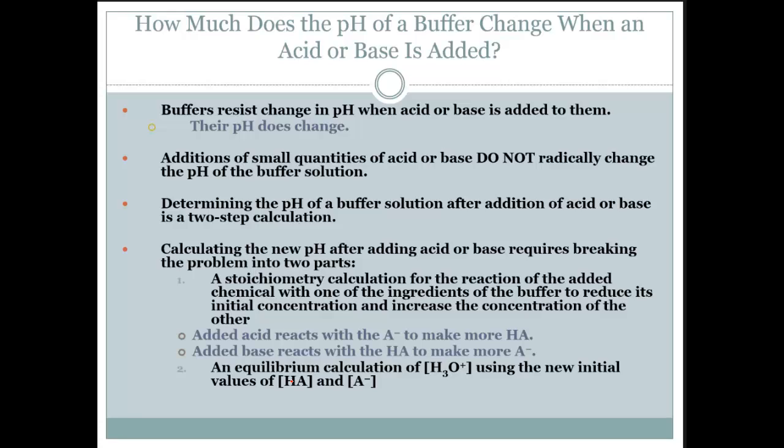The first part is a stoichiometric calculation for the reaction of the added chemical with one of the ingredients of the buffer to reduce its initial concentration and increase the concentration of the other. Added acid reacts with the conjugate base to make more of the weak acid, while the added base reacts with the weak acid to make more of the conjugate base. After that, an equilibrium calculation of H3O+ using the new initial values of the concentrations of the weak acid and the conjugate base can be used.